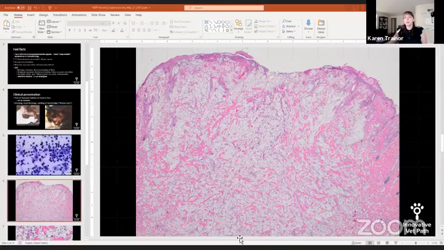So typically, this is a pretty classic appearance. There's very few inflammatory cells associated with this. There are certainly some foamy macrophages scattered throughout, but it's not as densely cellular as we saw last week with the leishmania. So that's an important distinction.